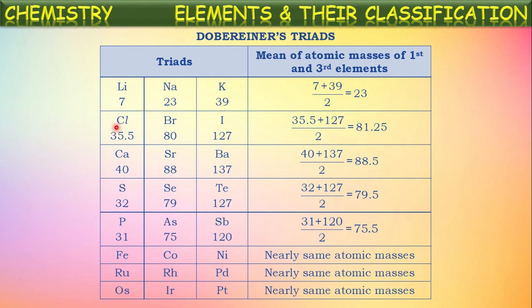In the same way, for the remaining groups also, the arithmetic mean of the atomic weights of the first and third elements is nearly equal to the atomic weight of the middle element. So in this way, he arranged those three elements as one set and called them one triad. These are called Daubernier's triads.